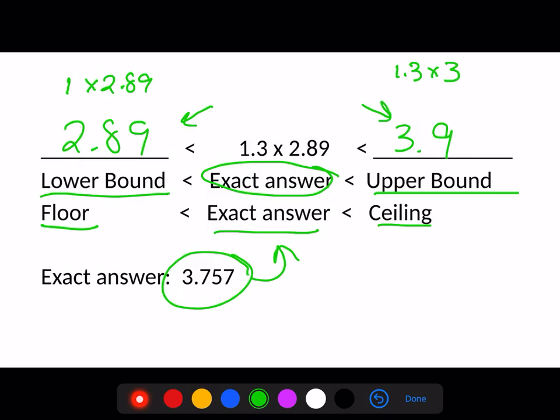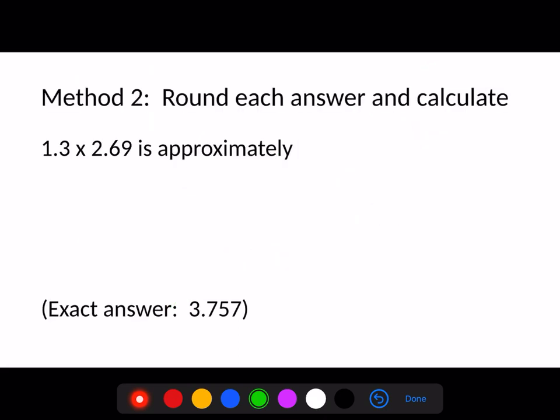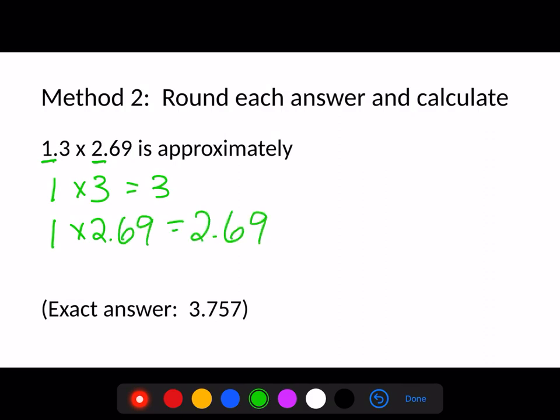Our next method involves just rounding the numbers and multiplying them. So here I might choose to round to the nearest ones place. Then I would have 1 times 3. So I would say my product is approximately 3. Again, I could choose to only round one of the numbers. I could make this 1 times 2 and 69 hundredths, 2.69.